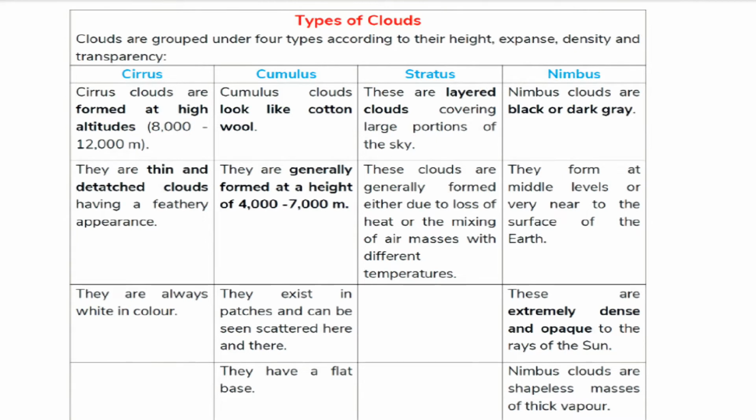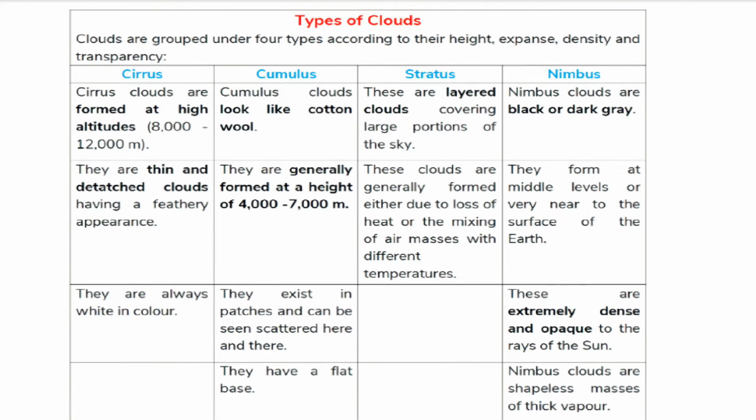Cumulus. Cumulus clouds look like cotton wool. They are generally formed at a height of 4,000 to 7,000 meters. They exist in patches and can be seen scattered here and there. They have a flat base.